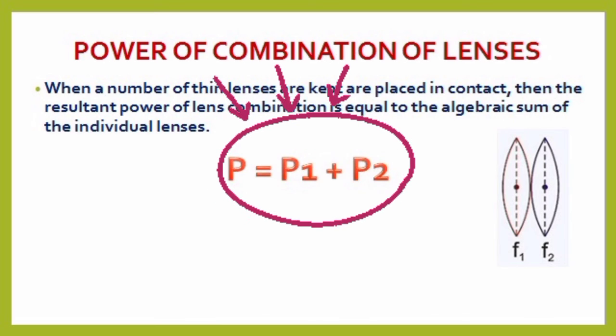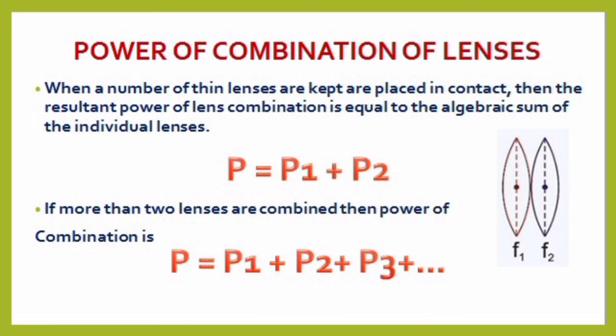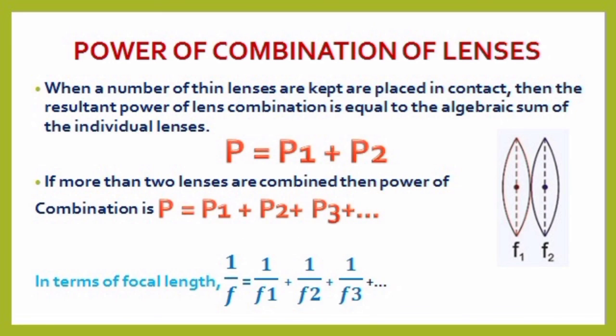When more than two lenses of powers P1, P2, P3 are placed in contact with one another, then the power of the combination will be the algebraic sum of all the powers of the individual lenses. In terms of focal length, we can say 1 by f is equal to 1 by f1 plus 1 by f2 plus etc.